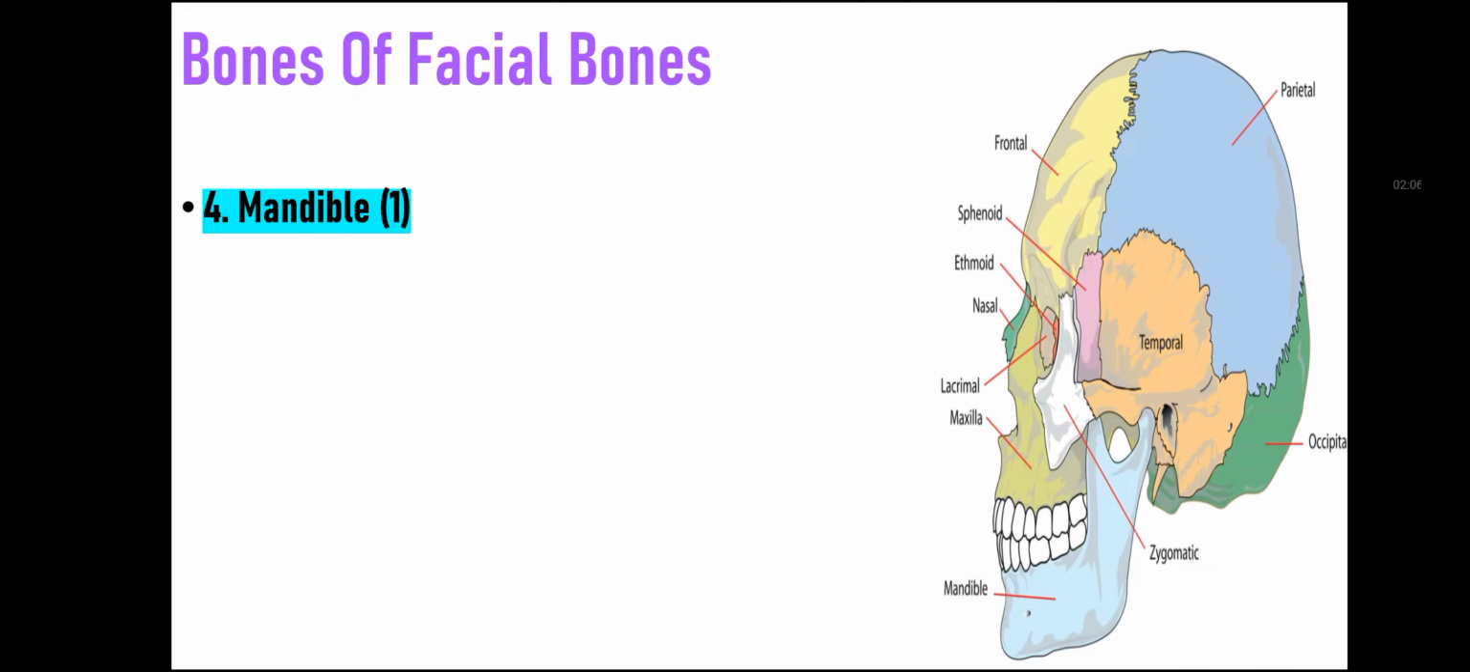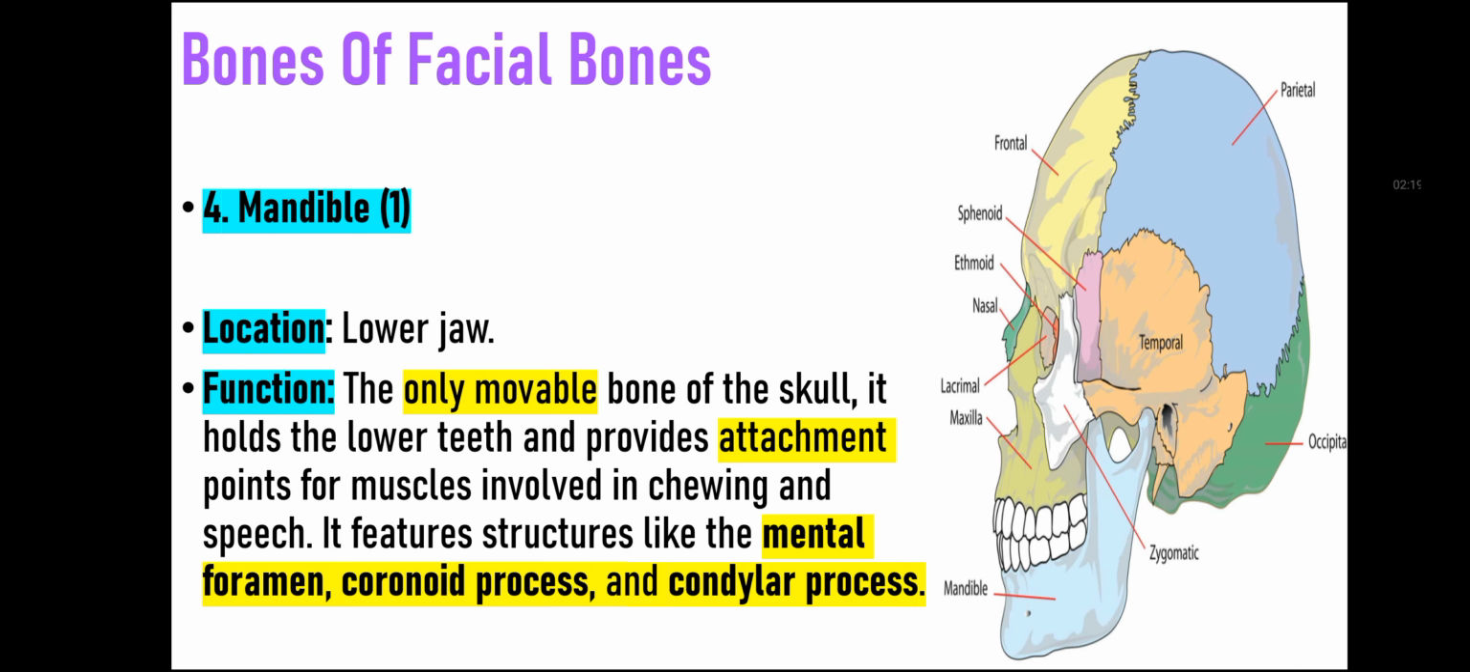Next facial bone is mandible, that is one bone, that means that is unpaired, and that means that in every skull there will be one mandible. Location, lower jaw. Function, this is the only movable bone of skull. It holds the lower teeth and provides attachment point for muscles involved in chewing and speech. Its feature structure include the mental foramen, coronoid process, and condylar process.